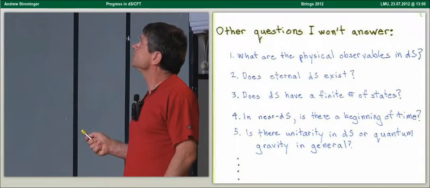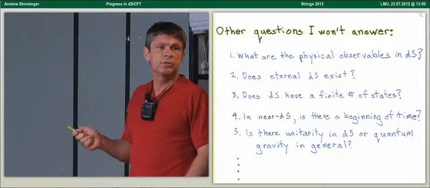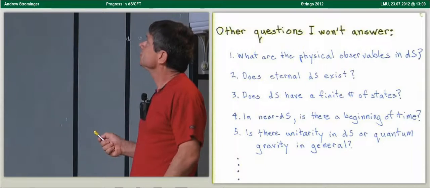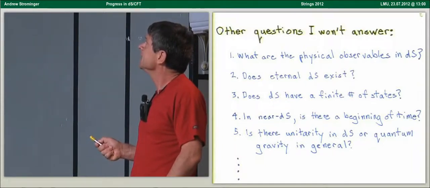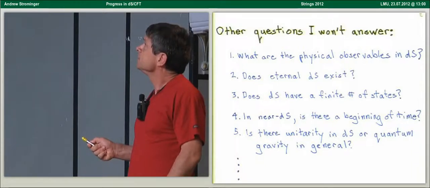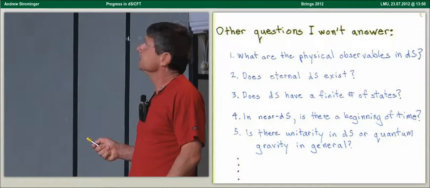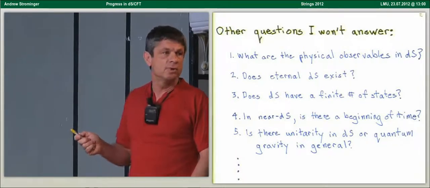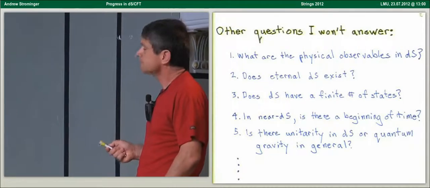Some people have been so bothered by the puzzles of de Sitter space that they've concluded that eternal de Sitter space can't exist at all, that it's a self-contradictory entity. There's also been the proposal that it exists, but it somehow has a finite number of states, unlike most quantum systems, which have infinitely many states.